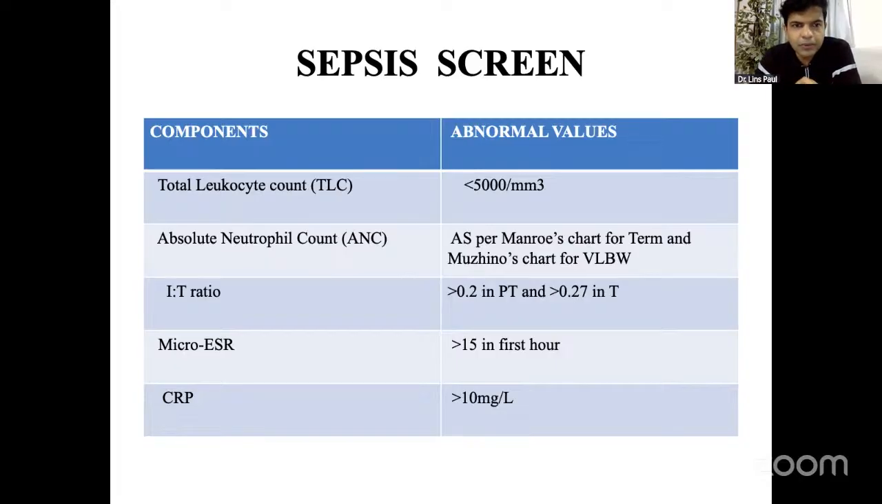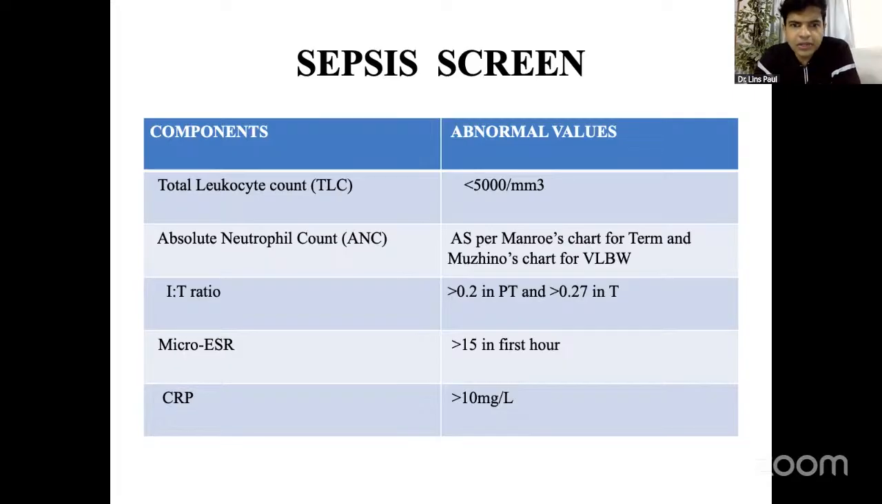Where we calculate the absolute neutrophil count and plot it on these charts to decide whether it is leukopenia for that baby, that gestation and that hour of life. And the second thing is the IT ratio, that is the immature to mature neutrophil ratio in a peripheral smear. If it is more than 0.2 in a preterm, or rather 0.27 in a term, it is definitely abnormal.